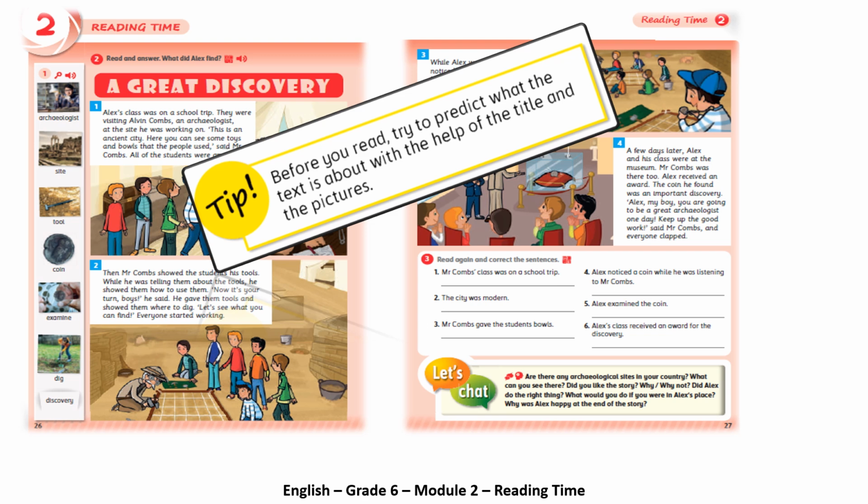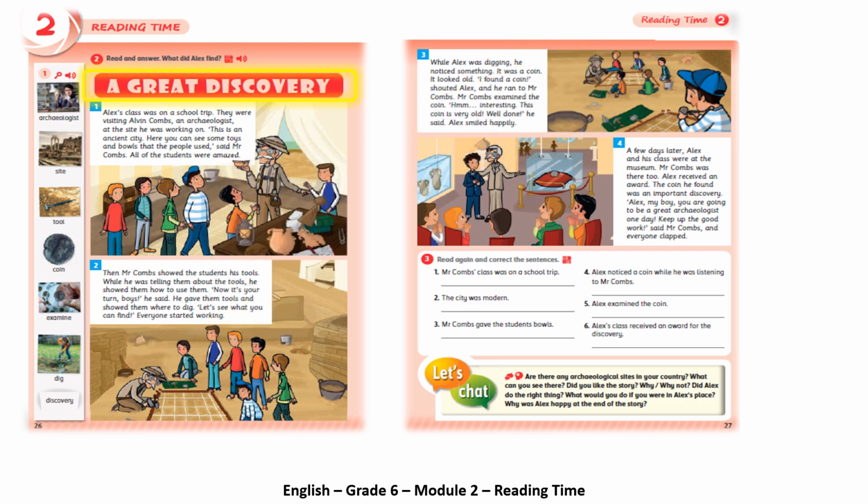How? With the help of the title and the pictures. So, let's check the title. A great discovery. So, what do you think this text is going to be about? Thank you. It's going to be about a discovery, people who found something, and so on. So, let's go to the pictures one by one. Picture number 1. What can you see? Thank you. Kids, an old man, something on the table, something in his hand that he is showing them.